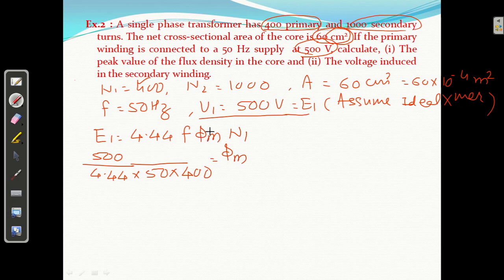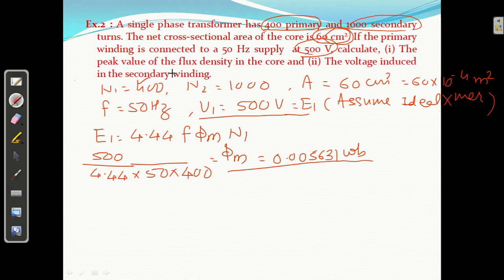So you will get this 500. Okay. So by using the calculator, I am going to use 4.44 into 50 into 400 divided by 500, inverse of it. So I am getting phi m equal to what? 0.005631 Weber. Right? I am getting this.